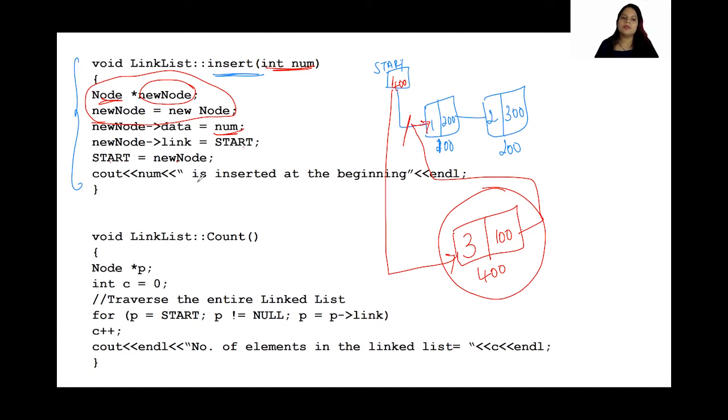Okay, so I'm going to say cout number, that is 3, is inserted at the beginning. I hope this code is clear. So easy. All we have to do is create a new node and allocate the memory using the new operator. Then in the data, whatever parameter we are passing in the function, I'm going to store it. And the link, I'm going to say whatever is there in the start. And then I'm going to say start is equal to this particular new node. By doing that, the start is going to point over here, and whatever link was there previously in the start, I'm going to add it to our new node. By doing that, I have inserted a new node in the beginning of the list.